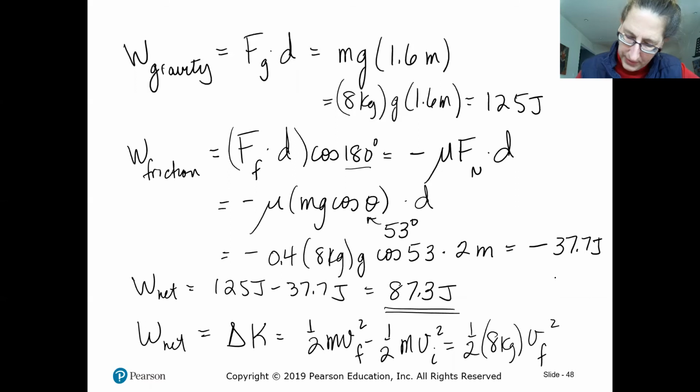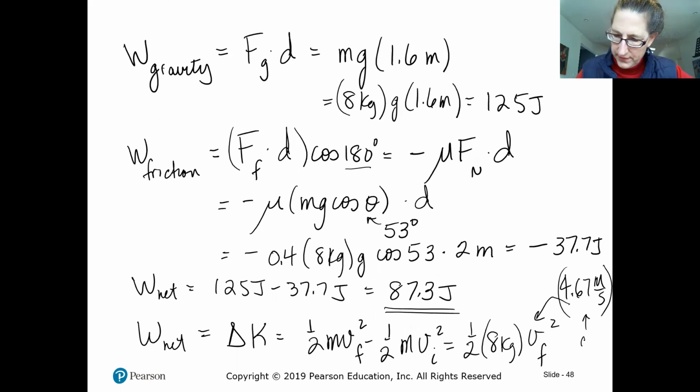Okay, so we've got this W net, here it is, 87.3, and we can work out v final. It turns out to be 4.67 meters per second. Now, had there not been any friction, it would have been going faster because it wouldn't have lost this amount of energy, essentially, to heat. And so the final velocity is smaller than if there were no friction. Okay, so we'll end it there.